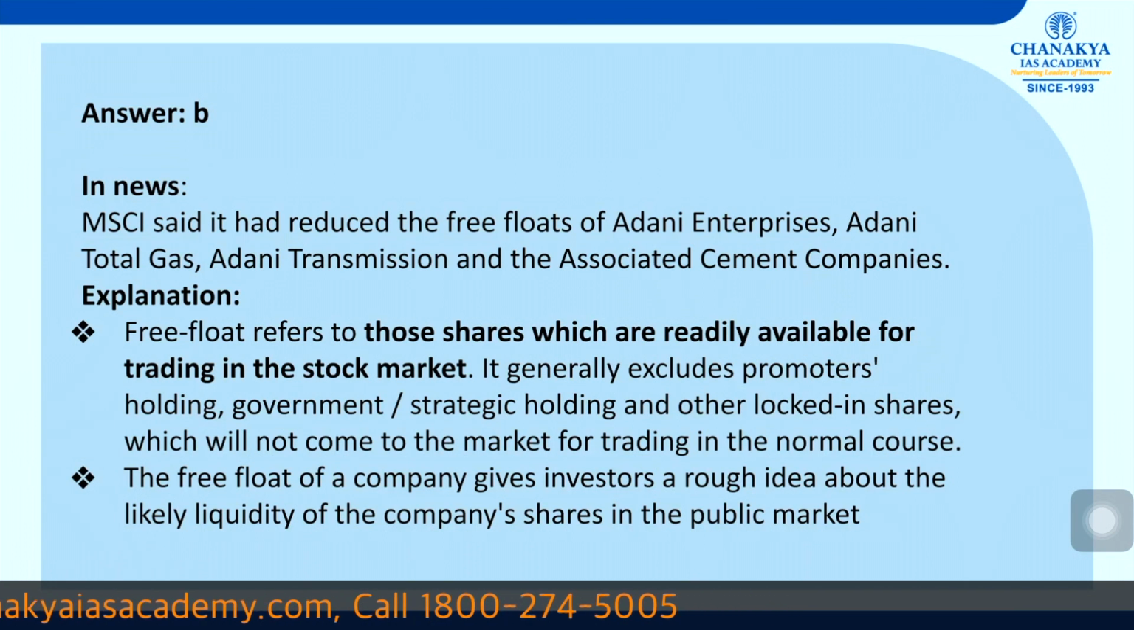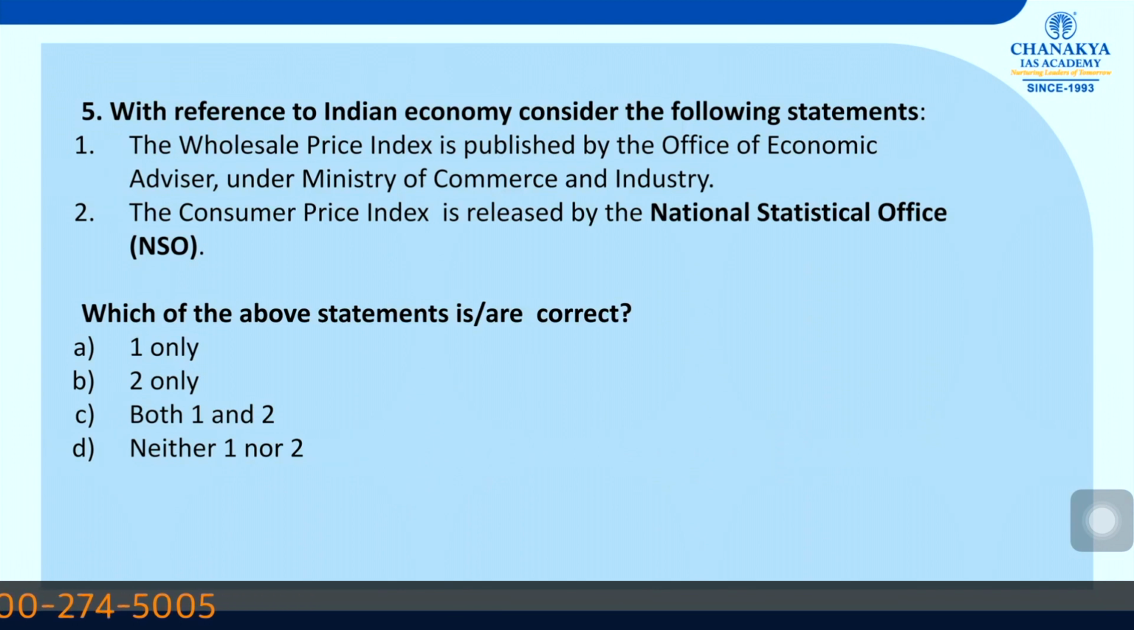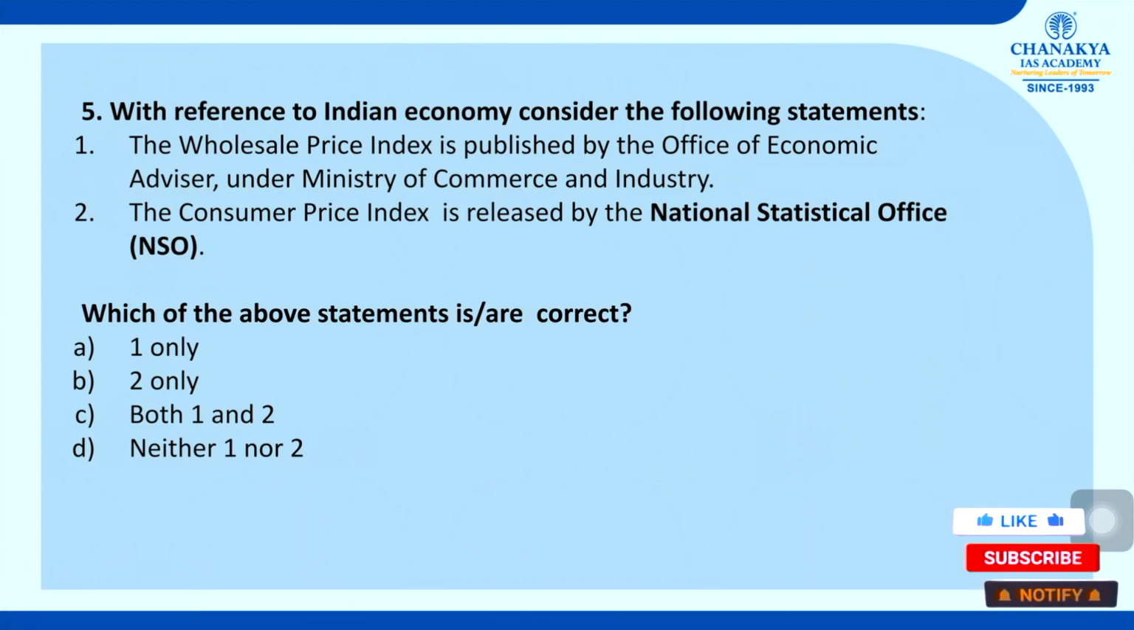Moving to the last question, question number 5. With reference to Indian economy, consider the following statements. Statement 1, the Wholesale Price Index is published by the Office of Economic Advisor under the Ministry of Commerce and Industry. Statement 2, the Consumer Price Index is released by the National Statistical Office. Which of the above statements is or are correct?